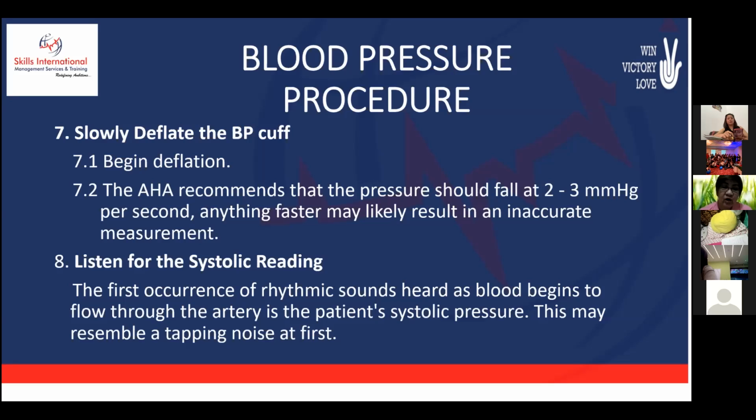Begin deflation. So sabi ng American Heart Association, it recommends that the pressure should fall at 2 to 3 millimeters of mercury per second. Anything faster likely results in an inaccurate measurement. Kailangan, pag nirelease na natin or dineflate na natin yung ating valve, yung cuff, kailangan dahan-dahan lang siya. Huwag nating bibilisan kasi hindi magiging accurate yung measurement ninyo.